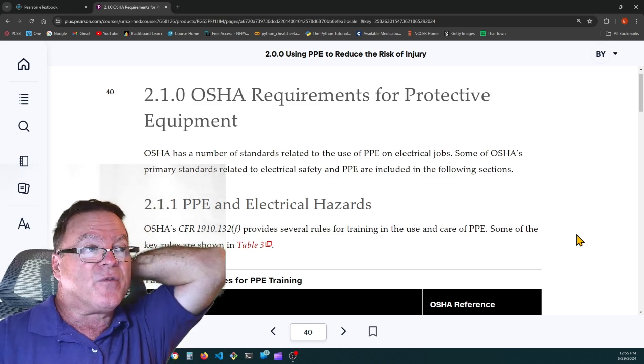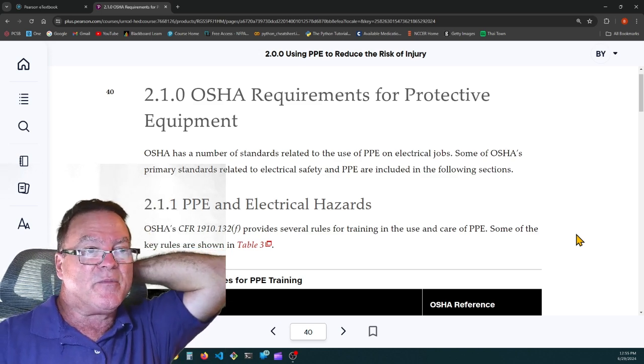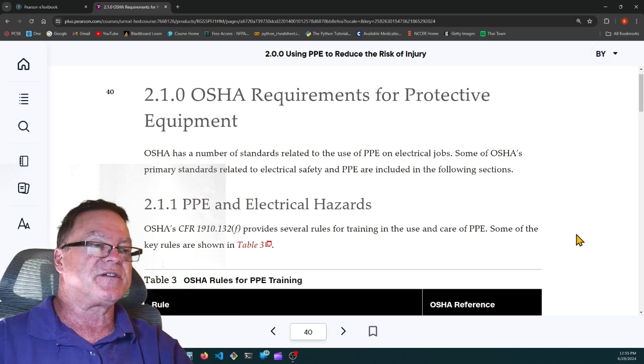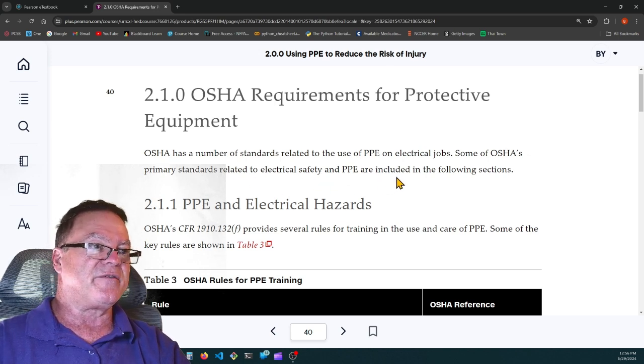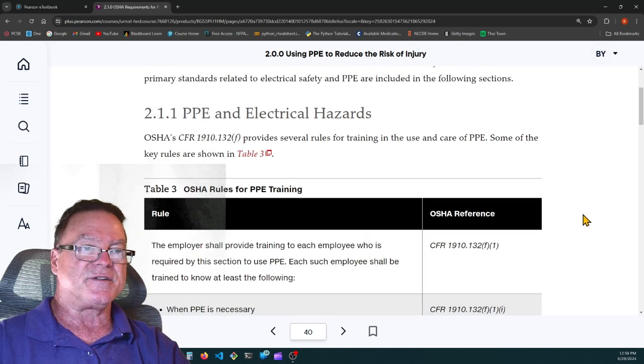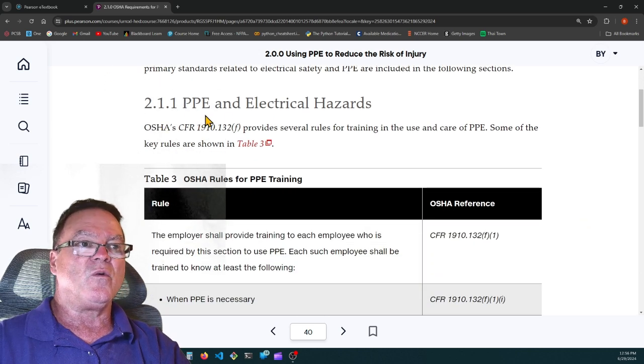2.1.0 OSHA requirements for protective equipment. OSHA has a number of standards related to the use of personal protective equipment on electrical jobs. Some of OSHA's primary standards related to electrical safety and personal protective equipment are included in the following sections. 2.1.1 PPE and Electrical Hazards.